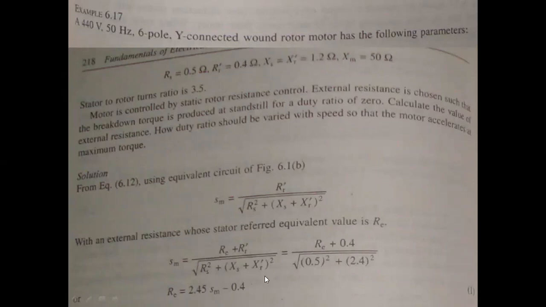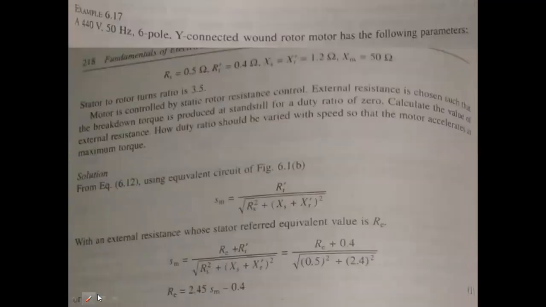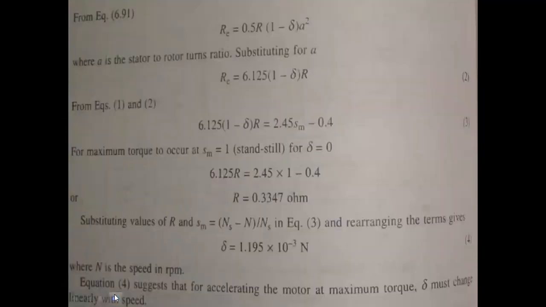So you will get RE is equal to 2.45 SM minus 0.4. This is the final equation you are getting. If you solve for SM, you will get the RE. From the earlier equations, I can write RE is equal to 0.5 R, taking out 0.5 R, into 1 minus delta, into A square. This is the formula of RE.